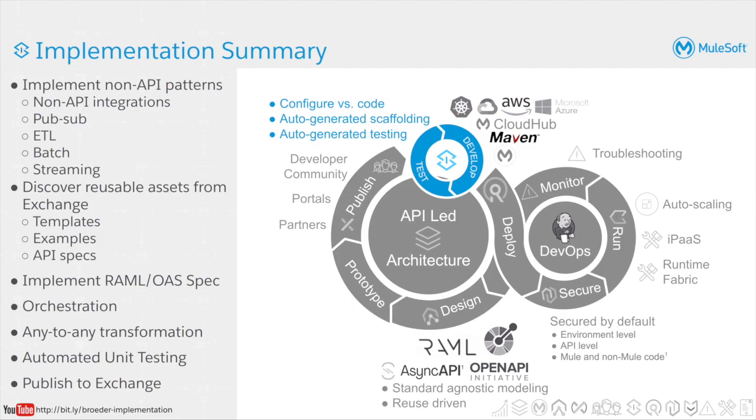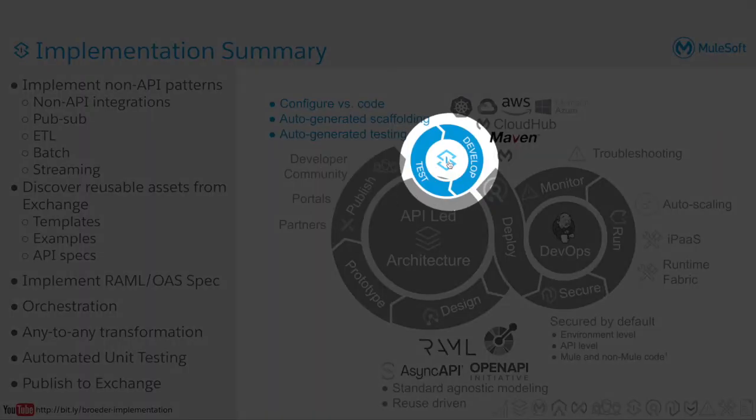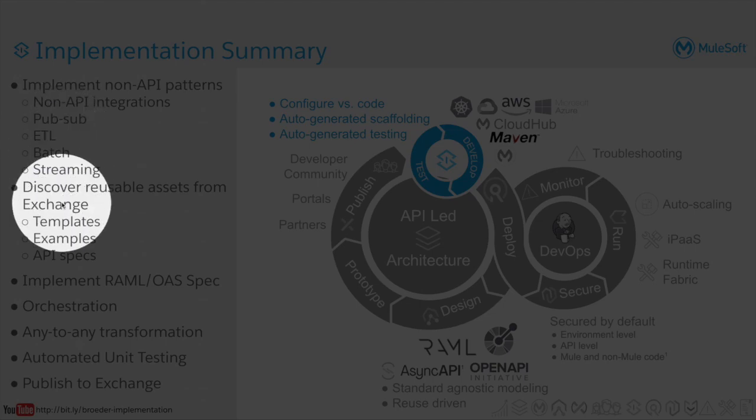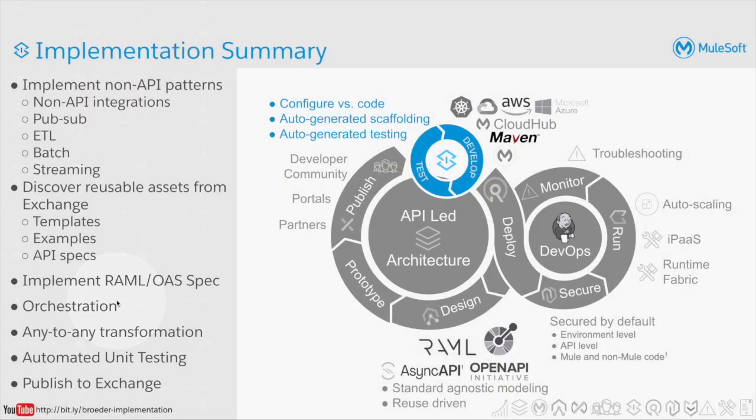So in summary, Anypoint Studio gives us a way to quickly not only develop, but to integrate testing into the process as well. We can implement various patterns, as we discussed, but don't start building anything until you've looked in Exchange and see, is there something out there that I can start with? And then we have all the orchestration, transformation, and capabilities that you need in order to build solutions, no matter what they might be.